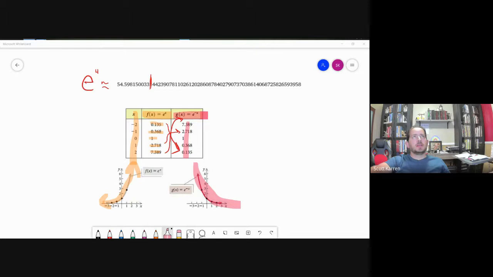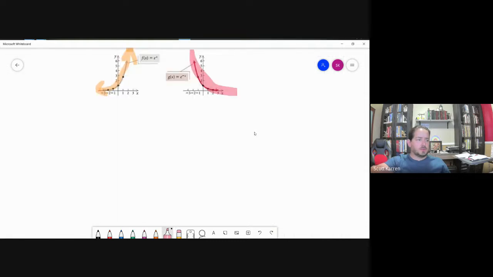All right, and then let's talk about horizontal stretching and vertical stretching here. So if I want to graph 2 things on the same plot, we'll do in red y equals e to the x, and let's say in blue, y equals 2e to the x.